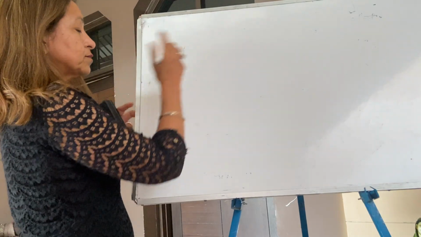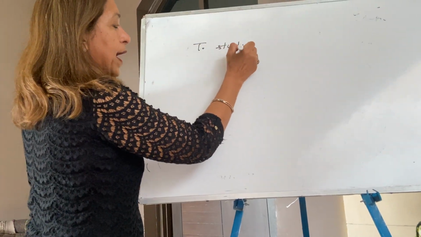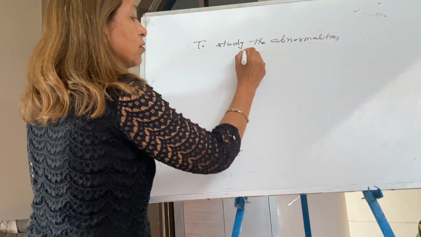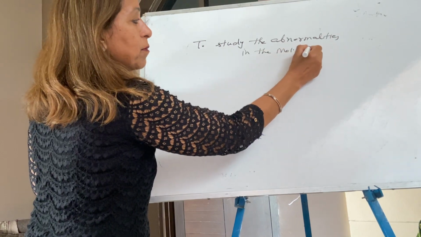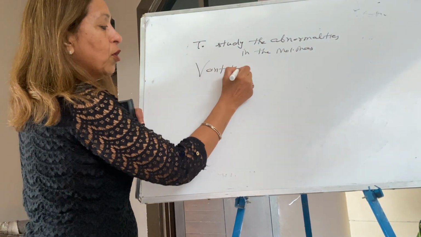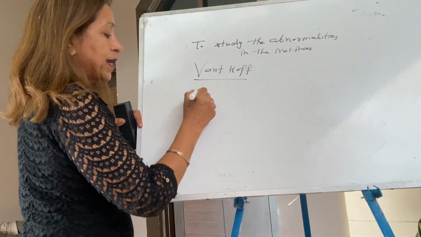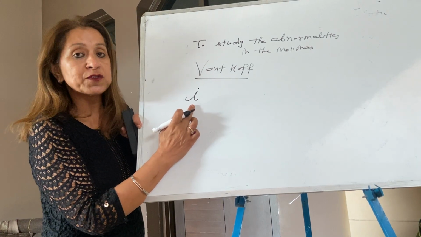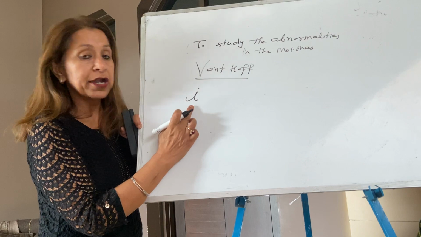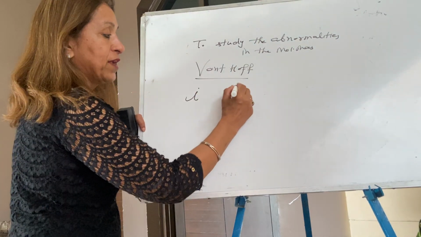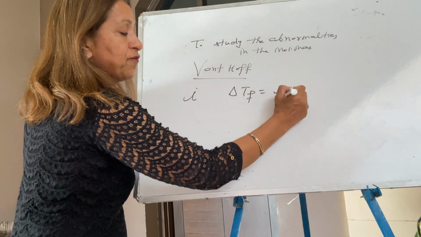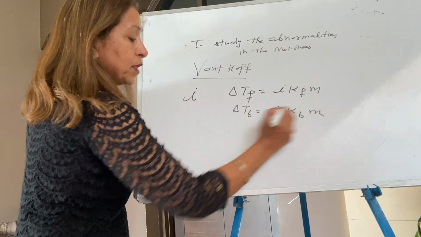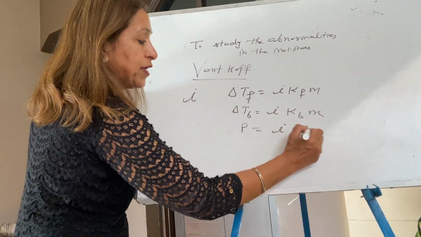To study the abnormalities in the molecular mass, scientist Vant Hoff introduced a factor i. Write down small letter i. Very important, i is Vant Hoff's factor. Now he introduced a factor i in each colligative property. You can write the formulas with the change now. Delta Tf is i Kf m. Delta Tb is equal to i Kb m. Osmotic pressure P is equal to i CRT.